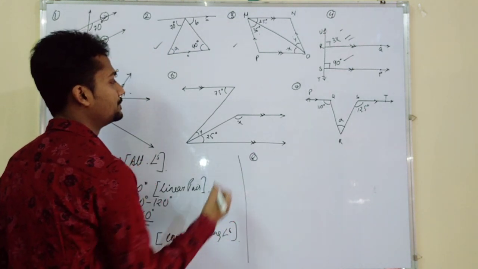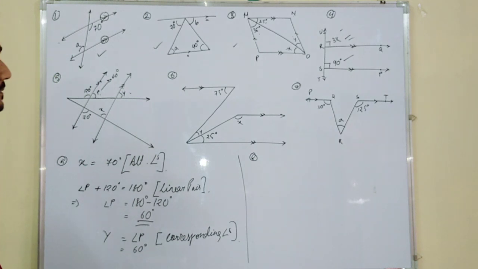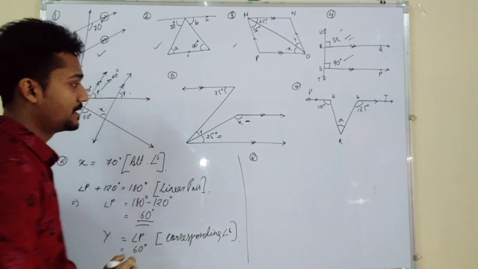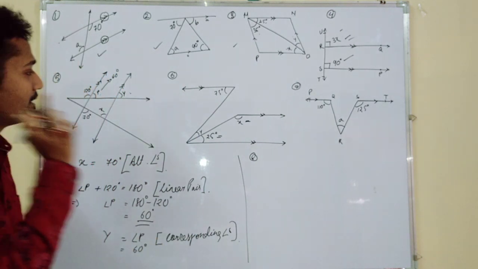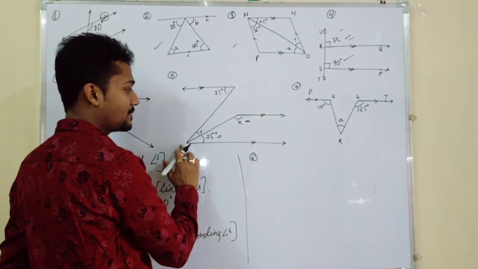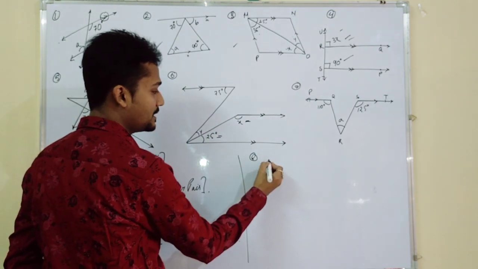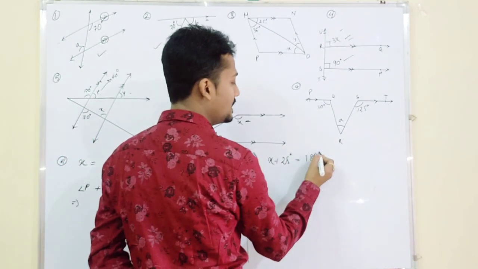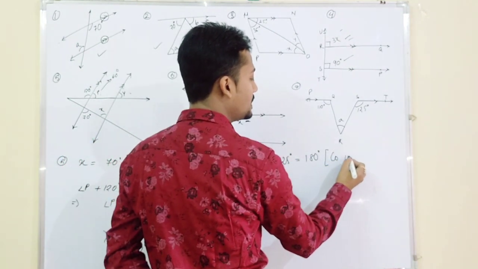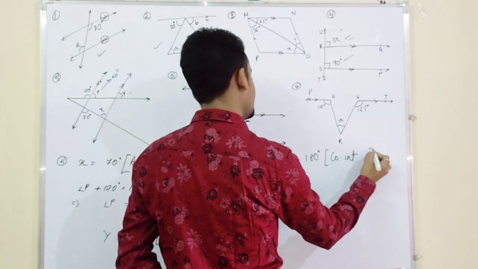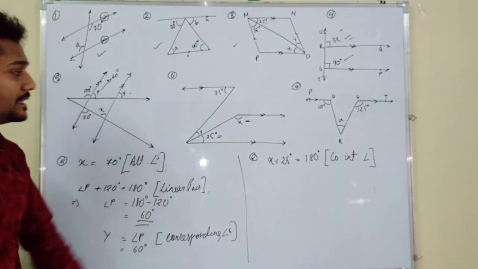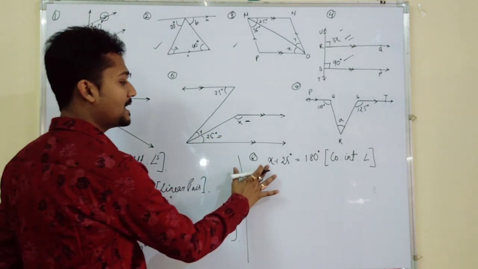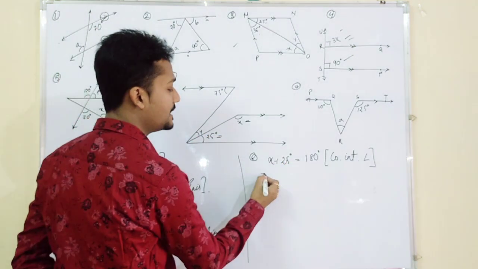Number 6. See, x and 25 degree. This is parallel to this, and this is the transversal. That means x and y are co-interior angles. So x plus 25 degree is equal to 180 degree. Why? Co-interior angles, the sum total is 180 degree, and they are co-interior angles. That means x plus 25 degree is equal to 180 degree.